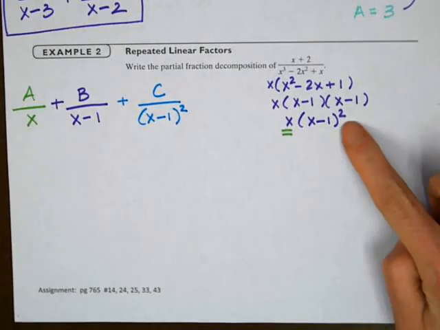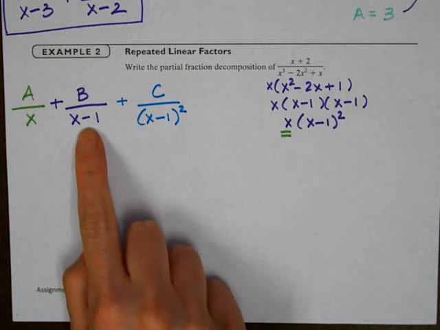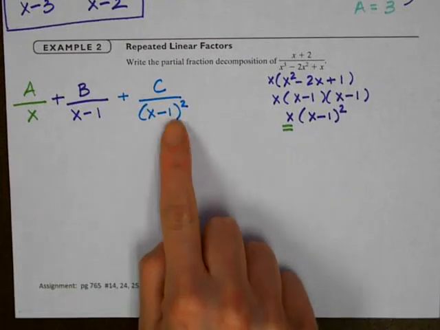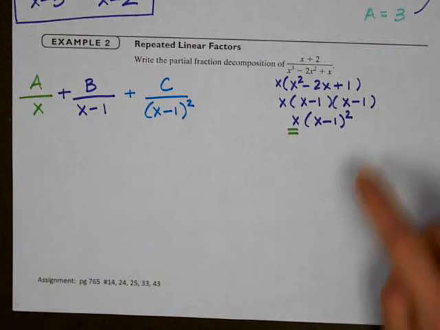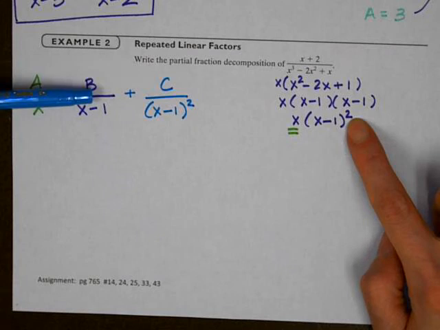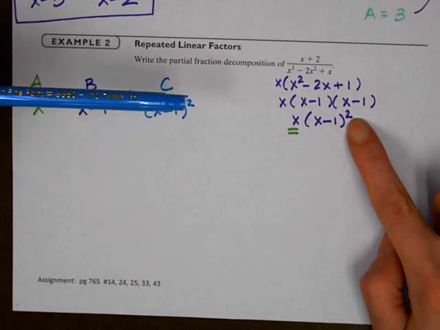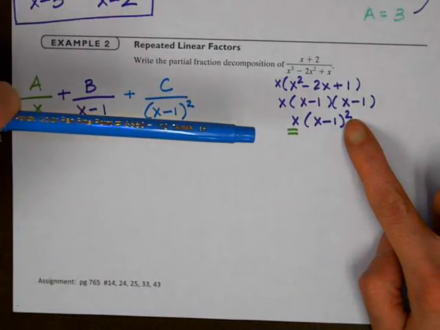So any power bigger than 2, one of them is going to be the single power version, and then one of them is going to be the double power version. If this would have been cubed, it would have been x - 1, then (x - 1)², then you would have had a D with an (x - 1)³.